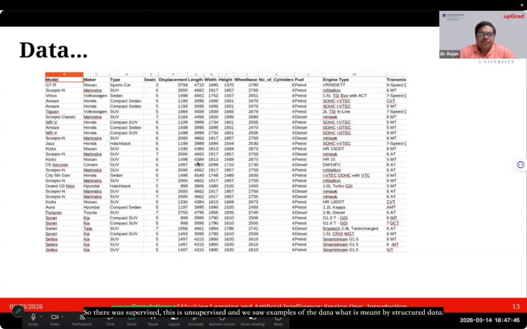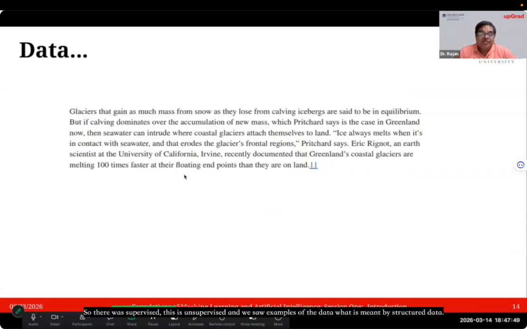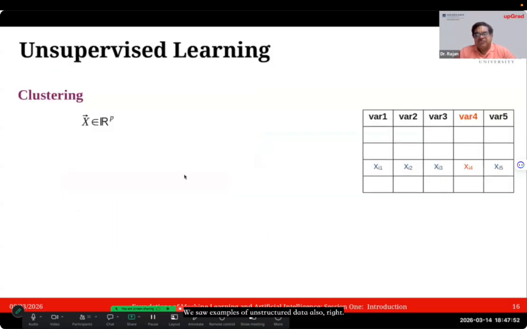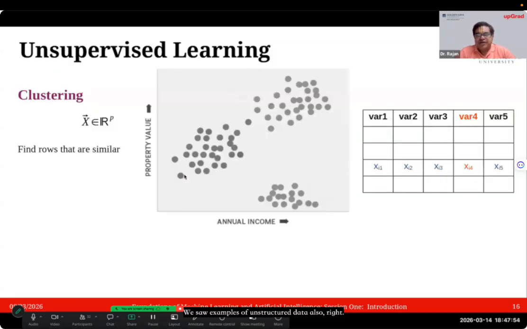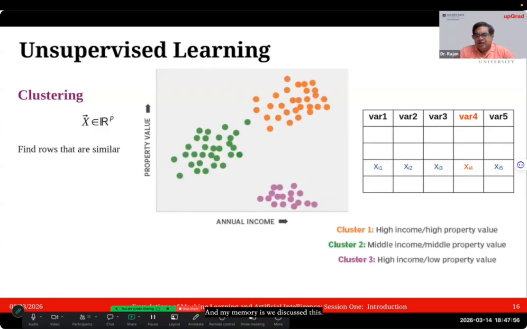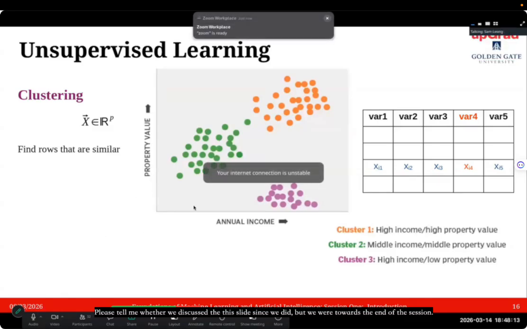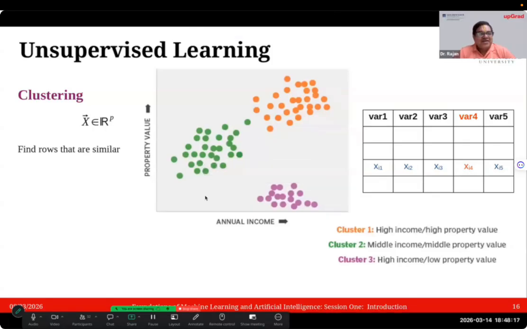And we saw examples of data, what is meant by structured data. We saw examples of unstructured data also, right? My memory is we discussed this. Please tell me whether we discussed this slide. Yes, we did, but we were towards the end of the session, so you went through pretty fast.